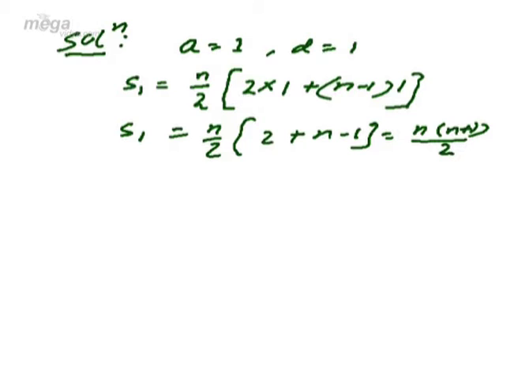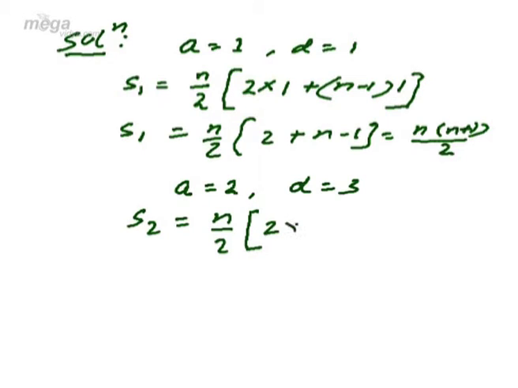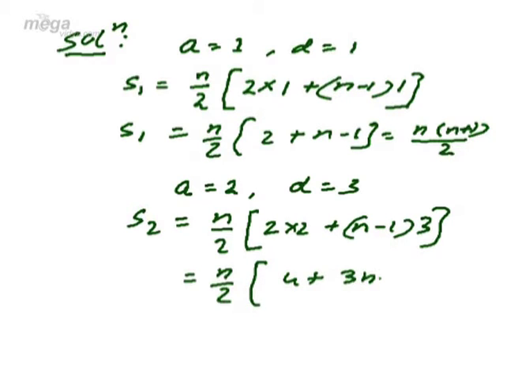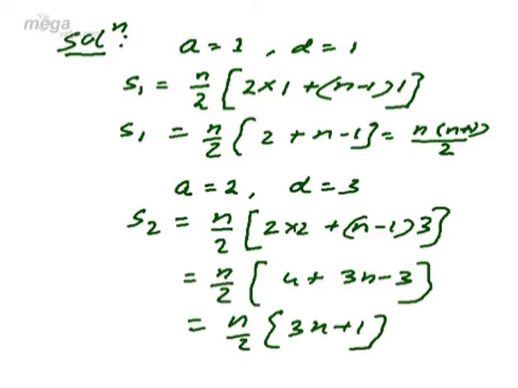This is the value of S1. Again, in the second AP, the first term is 2 and the common difference is 3. Then the value of S2 is equal to n by 2, because in this AP the number of terms is also n. Therefore, n by 2 into 2a plus n minus 1 into the difference 3. It becomes n by 2 into 4 plus 3n minus 3, which is n by 2 into 3n plus 1. This is S2.